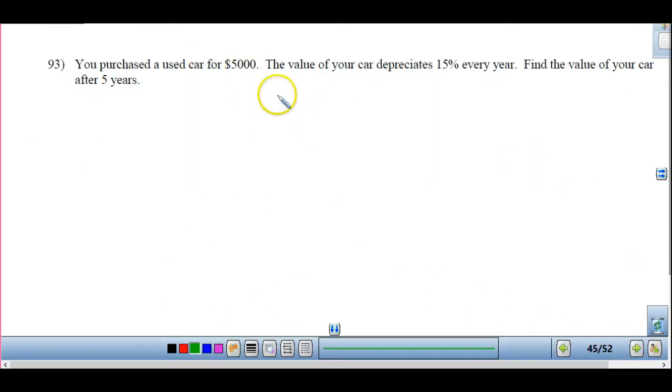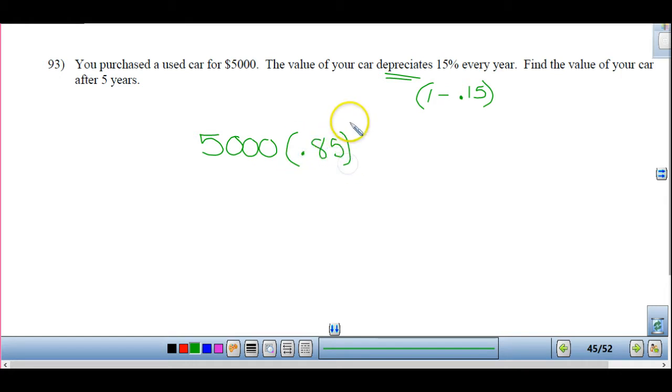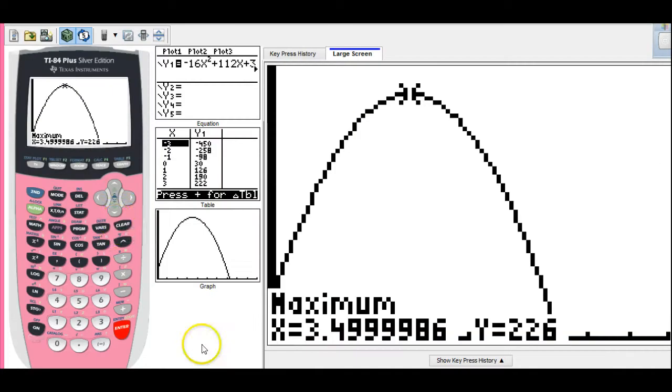Alright, you purchased a used car for $5,000. So remember we have $5,000. Okay, it depreciates, so that means we are going down in value. If you remember, this is 1.15, and to get what's inside there, we have to take 1 minus 0.15. So we are going to end up with 0.85, and then to the years, which is 5 years. So in your calculator you have to take 0.85 to the 5th power.